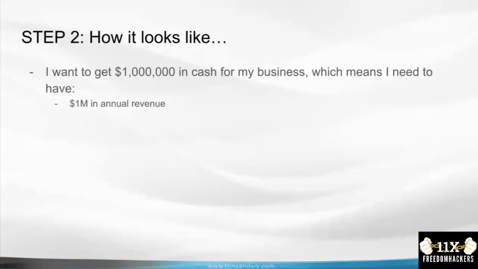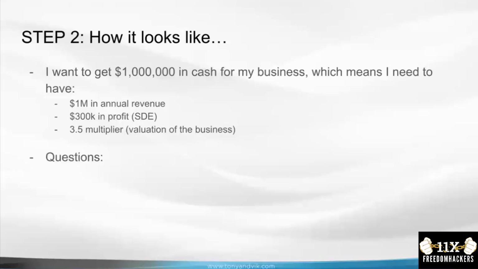So what could it mean? Let's say that it's $1 million annual revenue and 300K in profit. Well, not profit, but sellers discretionary earnings. And with a really modest multiplier, just 3.5, which gives the valuation of the business. So if you meet these targets, then it means that you can get $1 million in cash for the business.